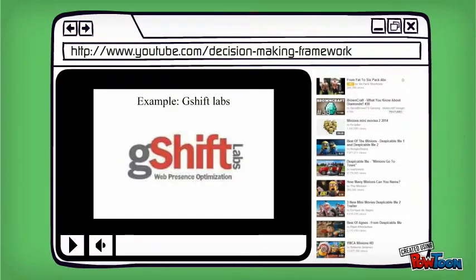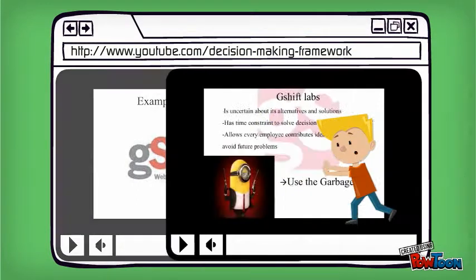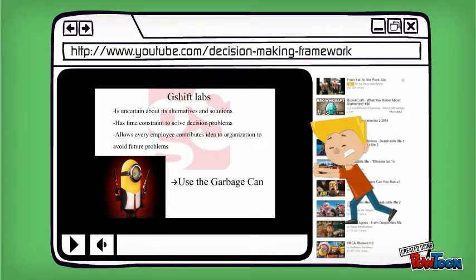One of the companies we interviewed is Shift Labs. Shift Labs is uncertain about its alternatives and solutions. Employees who have to face time constraints solve decision problems. In order to improve the efficiency of the company, Shift Labs allows every employee to contribute ideas to the organization to avoid future problems. From this example, Shift Labs uses the garbage can model.